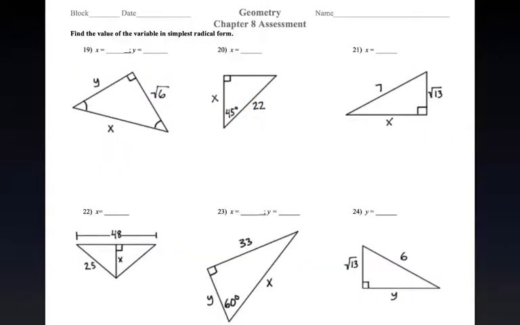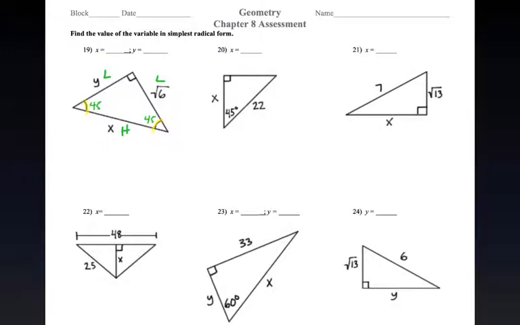All right, moving on. Find the value of x in simplest radical form. All right, what type of triangle is this? I see these angles are congruent. If those angles are congruent, then I think they have to be 45 degrees. Isn't that right? Yep. So this is a 45, 45, 90 triangle.